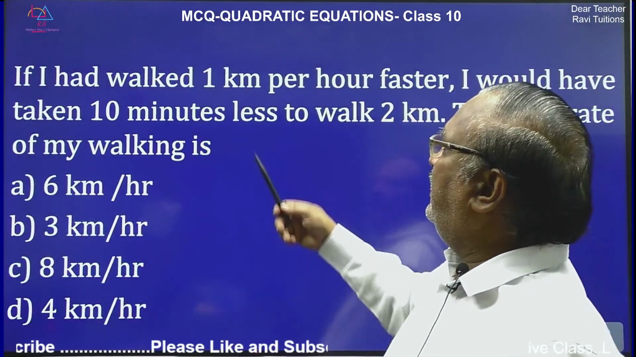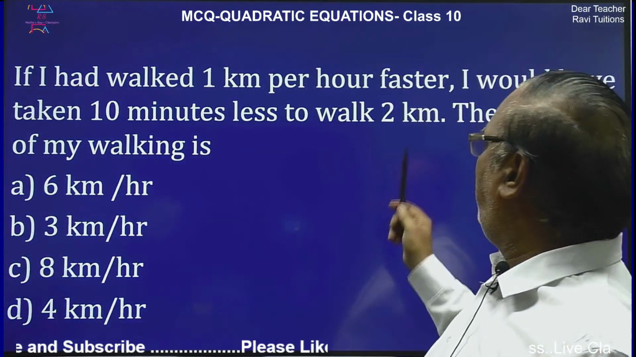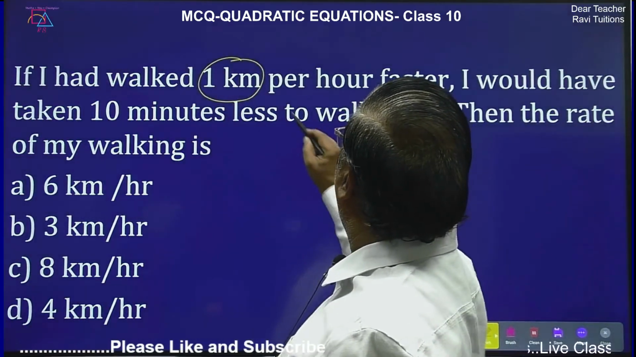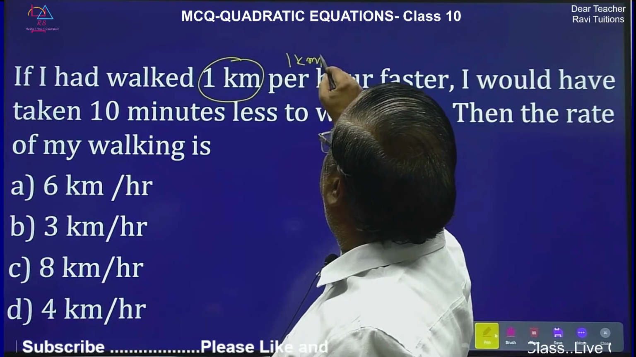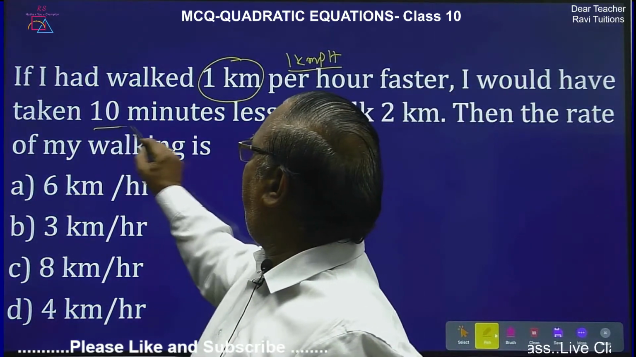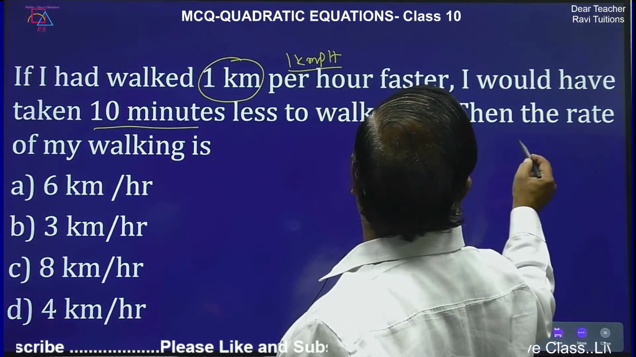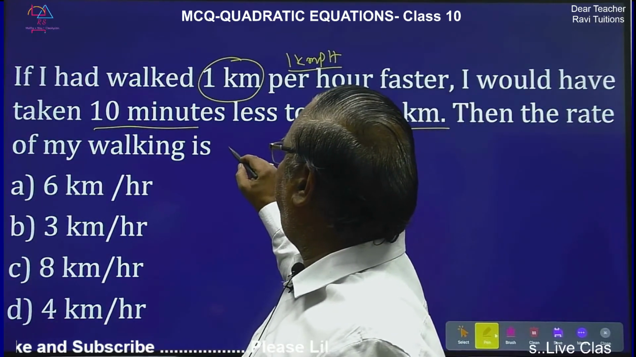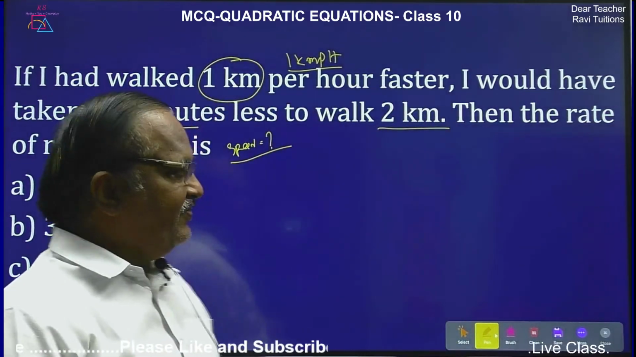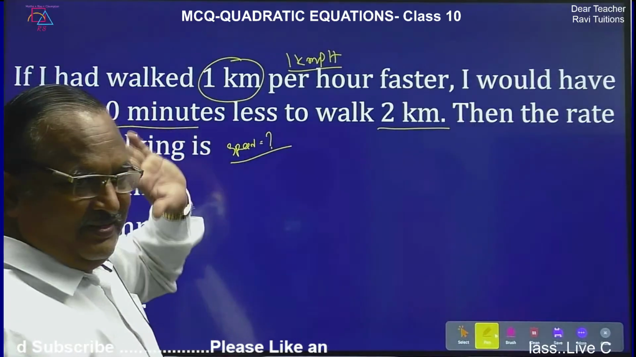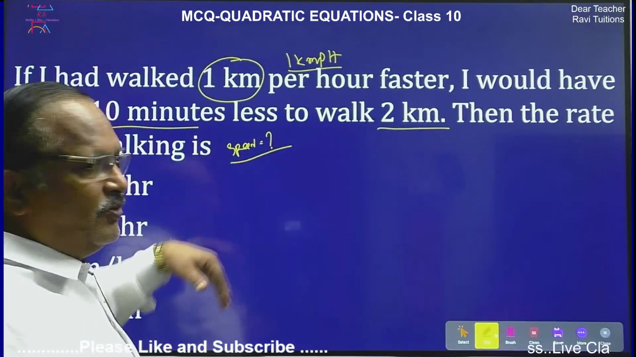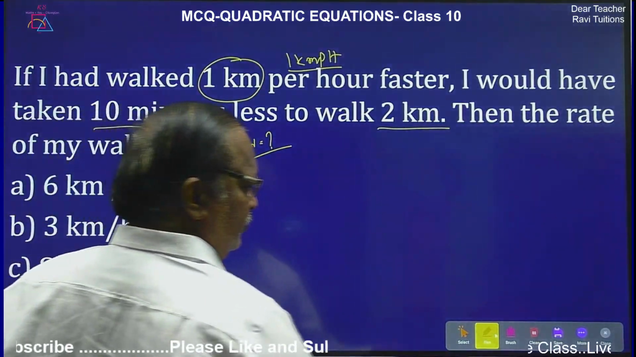Another question: if I had walked 1 kilometer per hour, so this is a word problem, 1 kilometer per hour means 1 kmph, faster, I would have taken 10 minutes less to walk 2 kilometers than the rate of my walking. Rate of my walking means you have to find out the speed. Okay, this is a word question. Actually it will come for even a 4 marks question also. So now how to do?